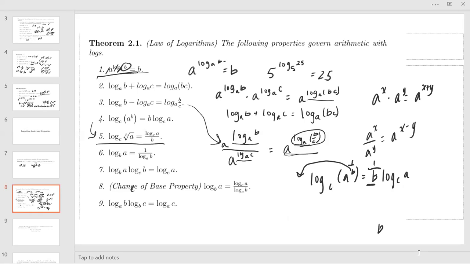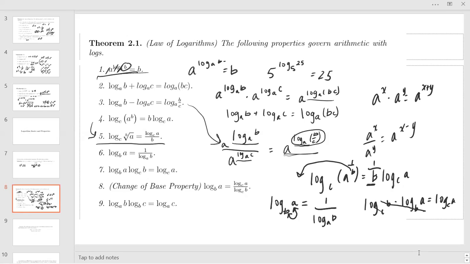Next, we have that the log of b base a is equal to 1 over the log of a base b. So basically, if we were to switch the places of a and b, we would get 1 over that. Next, we have that if we have log c base b times log b base a, this is equal to log c base a. So you can just think of this as canceling these two to get log c base a.